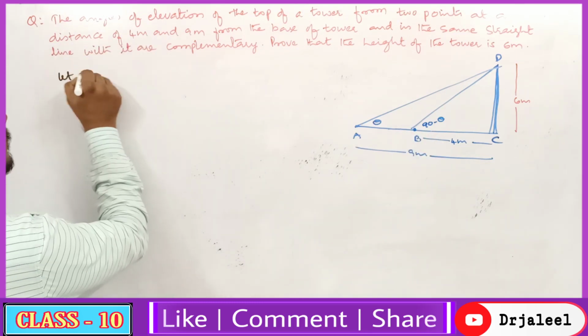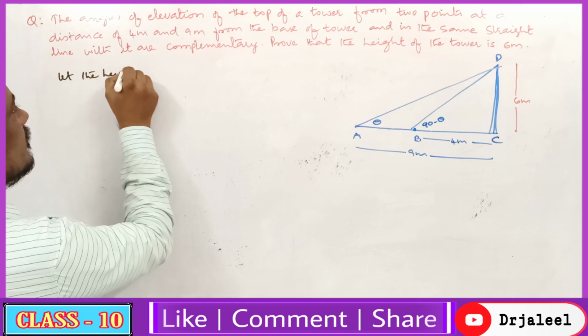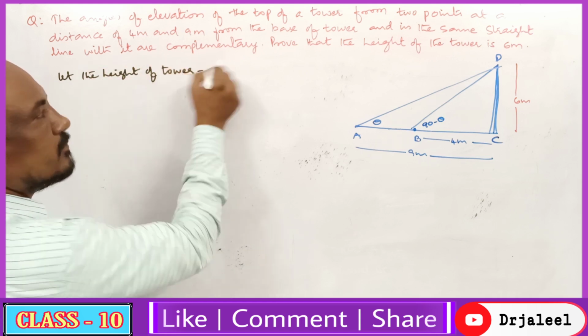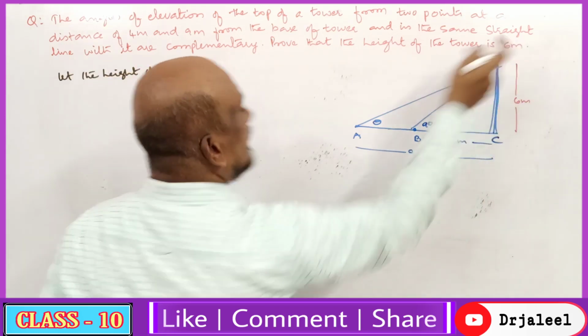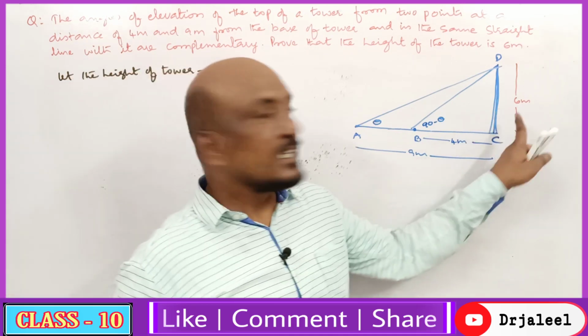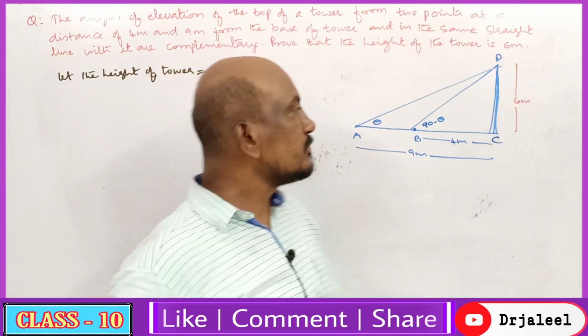Let the height of the tower be how much, beta, here? CD. Shall I write 6 meters? No, because he didn't give it. He told us to prove it.